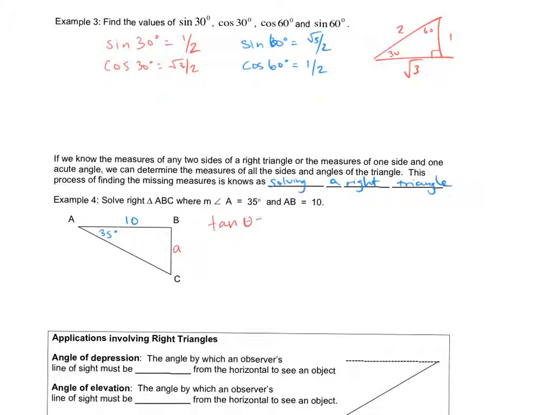So the tangent of theta equals opposite over adjacent, so it equals a over 10. So the tangent of 35 degrees equals a divided by 10, so a equals 10 times the tangent of 35 degrees, which when we put that into our calculator, we get 7.